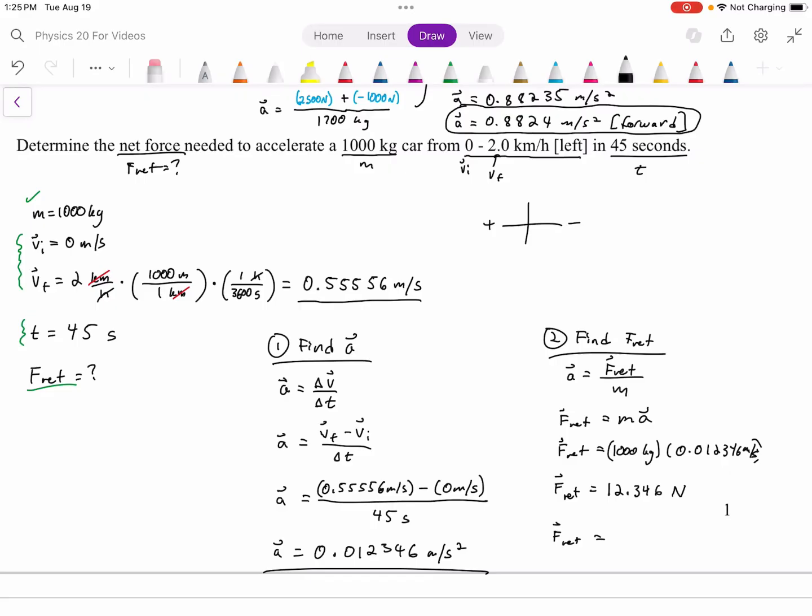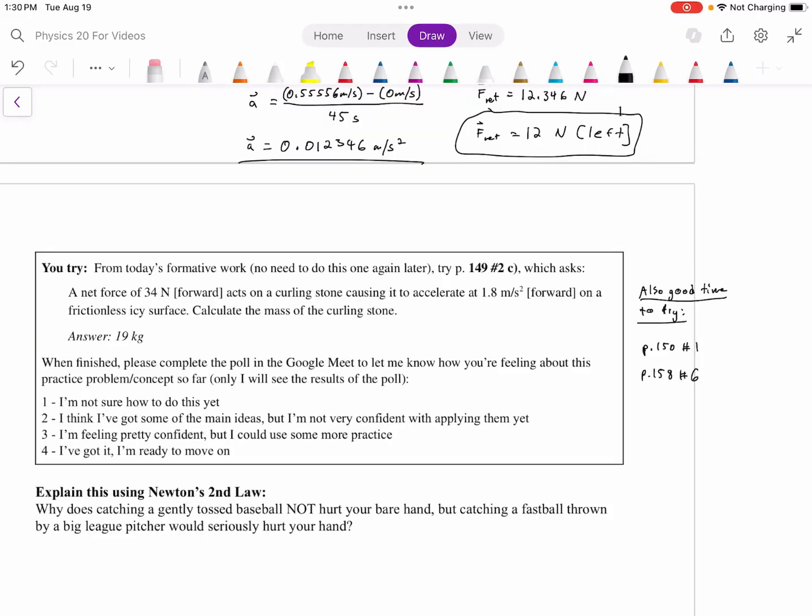So to 2 significant digits, the net force acting on the car must have been 12 newtons, and force is a vector. So 12 newtons to the left. All right, so your turn. Pause the video. Try this one out for sure, okay, before continuing on.